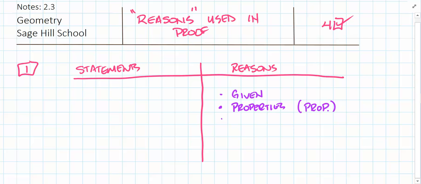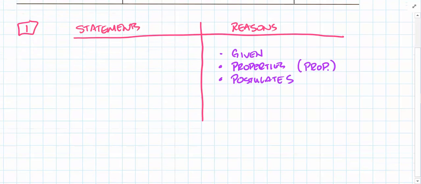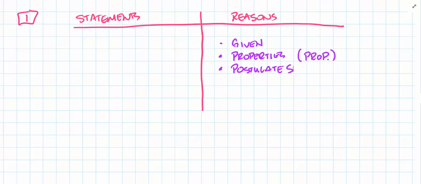Another thing that we can write down underneath the reasons are postulates. Somebody give me a postulate that we could write down. The segment addition postulate, the angle addition postulate, the ruler postulate, right? We're going to come up with a lot of them as we move through the course. These are the ones that we can always write down on the right-hand side. What's the ruler postulate? Basically, it says you can measure stuff with a ruler.